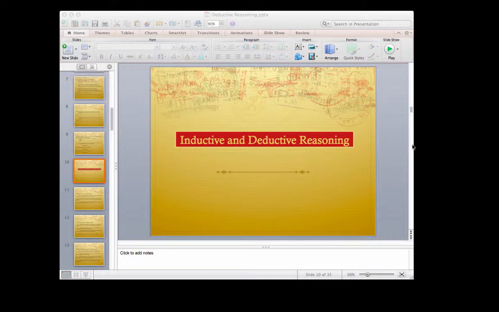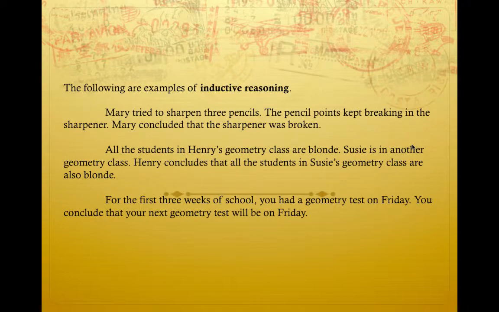But anyway, we want to talk about inductive and deductive reasoning, which are two types of reasoning. Here are some examples of inductive reasoning. Mary tried to sharpen 3 pencils. The pencil points kept breaking in the sharpener, so Mary concluded the sharpener was broken. All the students in Henry's geometry class are blonde. Susie is in another geometry class. Henry concludes that all the students in Susie's geometry class are also blonde. For the first 3 weeks of school, you had a geometry test on Friday. You conclude that your next geometry test will be on Friday.